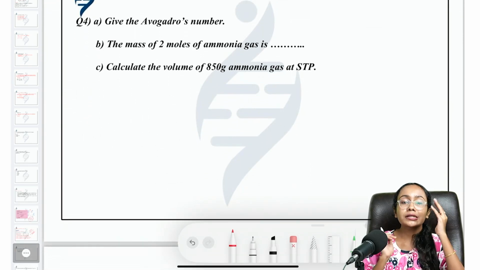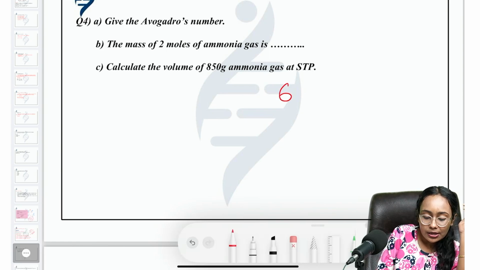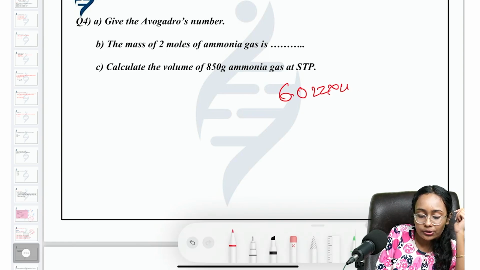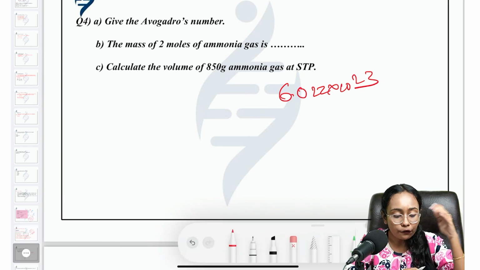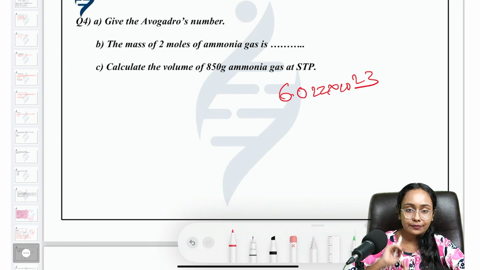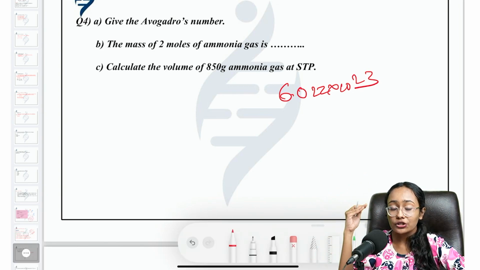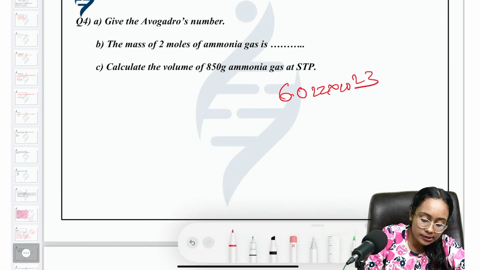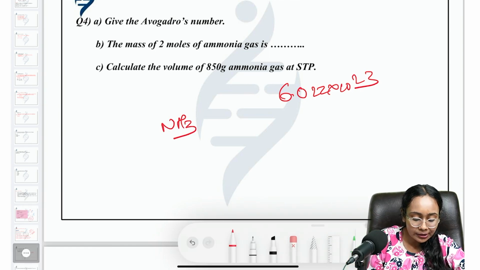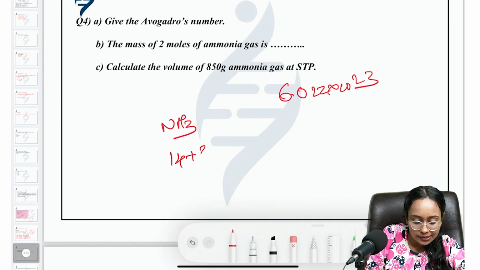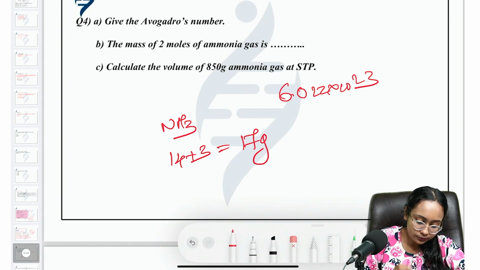Give the Avogadro's number. What is Avogadro's number? 6.022 into 10 raised to 23. Alright. The mass of 2 moles of ammonia gas. You need to find the mass of 2 moles of ammonia gas. Let's find the mass of 1 mole of ammonia first. Nitrogen 14 plus hydrogen 3 equals 17 grams.